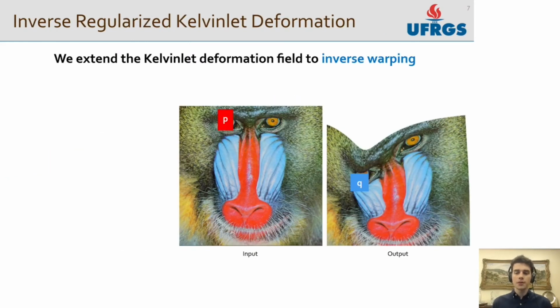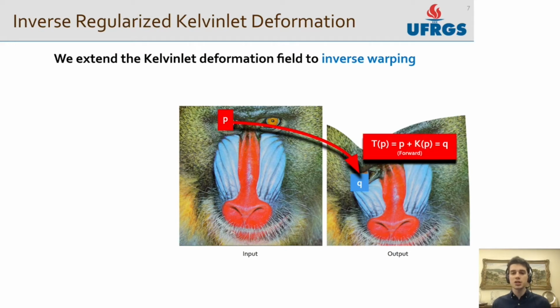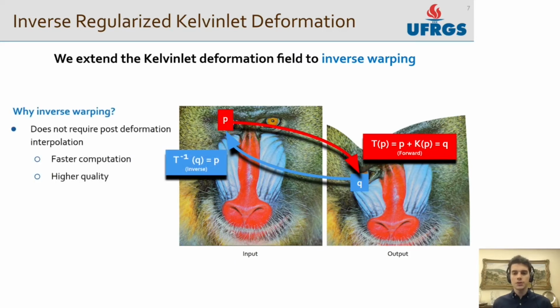Here, we have a forward deformation example, where we take a point P and transform it into point Q in the output space. We do that by computing T, which is the sum between the point P and the dislocation Kp. The inverse transformation occurs when we calculate for a point Q in the output space a point P in the input space that would map to it if transformed by T. We represent this by the following arrow containing T to the minus 1. The reason we do this is because it does not require us to fill the possible gaps between pixels in the forward mapped output. This leads to faster computation and much higher quality of the output.